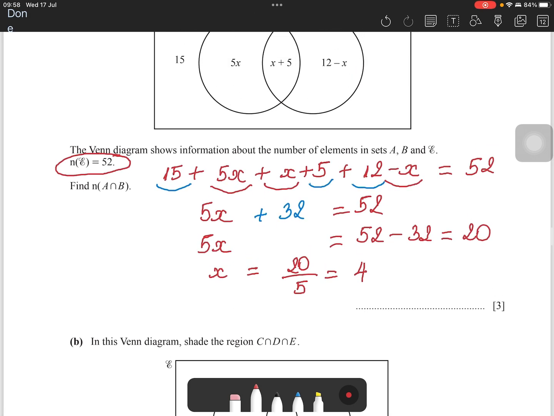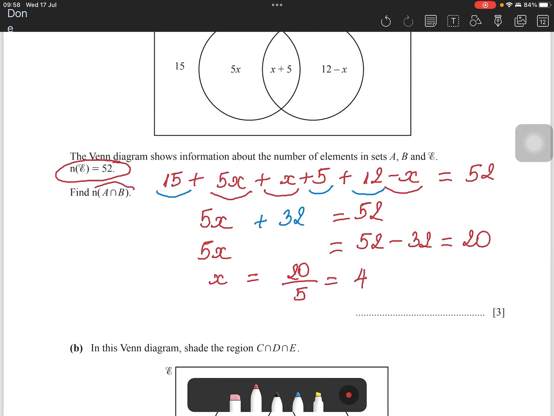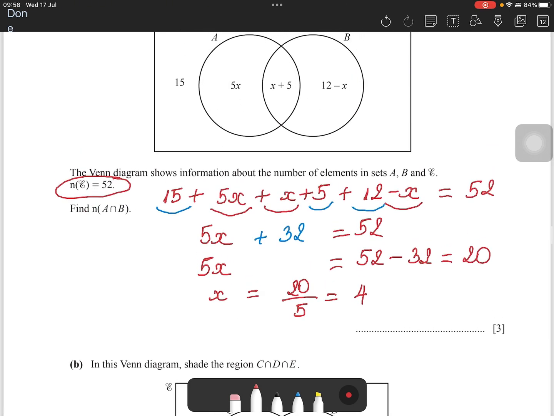But remember, we need to find n of A intersection B, which is the middle part here, the common section of A and B. So n of A intersection B is equal to x plus 5, which equals 4 plus 5, which equals 9.